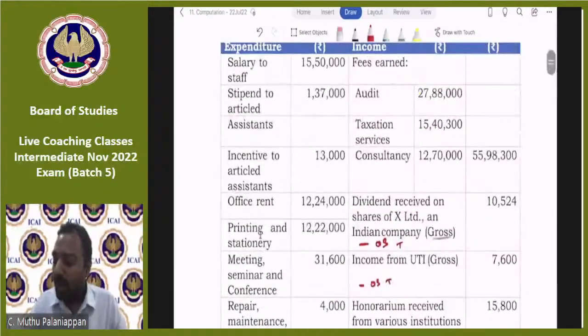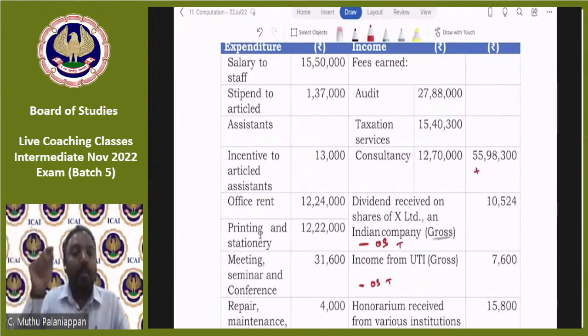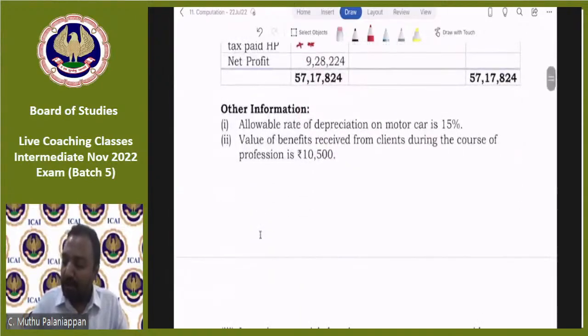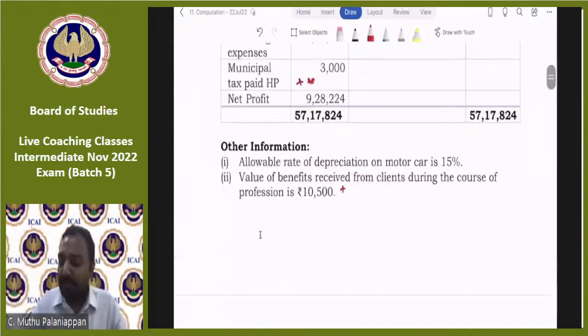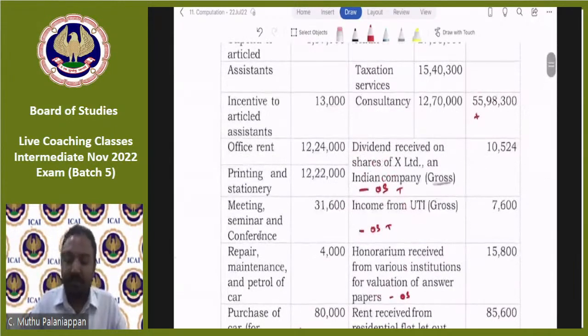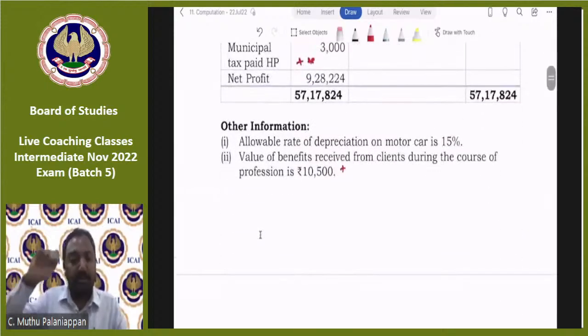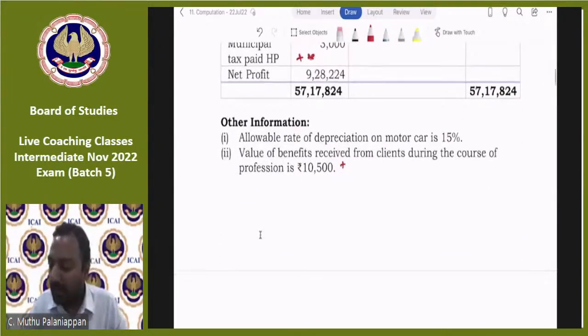So what should I do? I go here and put a plus. Why is a plus required there? While reading this 5,598,300, you should understand this must be added. So I put a plus. Where should it be considered? It should be considered as part of business income. So this plus denotes that I must include this as business income.